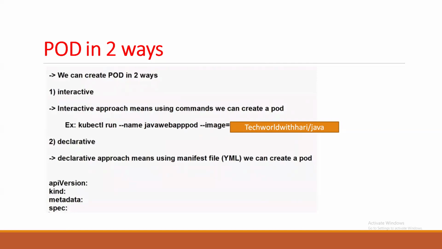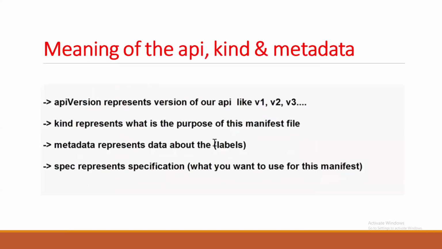A pod file contains the API version, kind, metadata, and spec. These four are available in that file. API version represents the version of our API, like V1, V2, V3. Kind represents the purpose of the manifest file, metadata represents the data about the data, and spec represents the specifications.